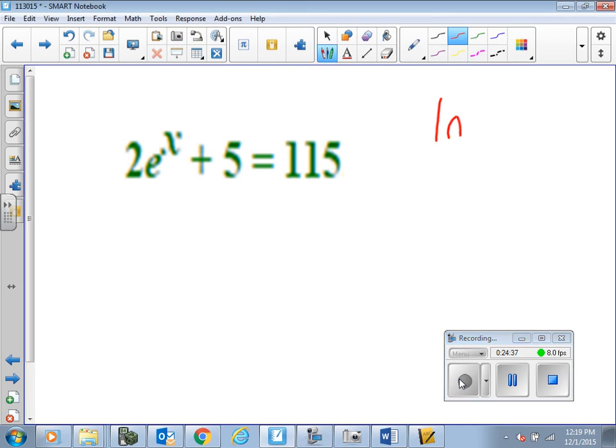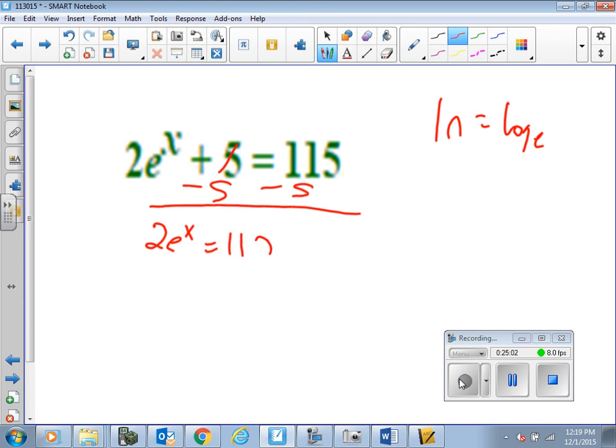Remember, natural log is equal to log base e. That's just shorthand. So when we have an e, it'd be good to use your natural log. All right, so what are we going to do here? You want to divide by 2 first. You want to deal with that 5. So subtract 5. We have 2e to the x equals 110.